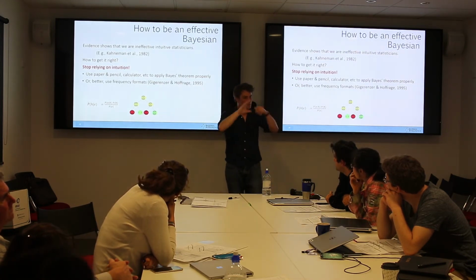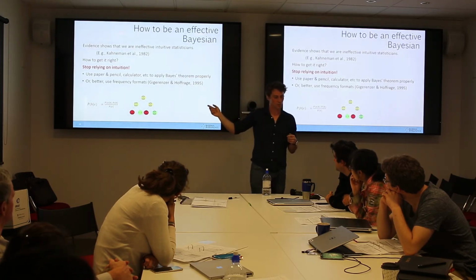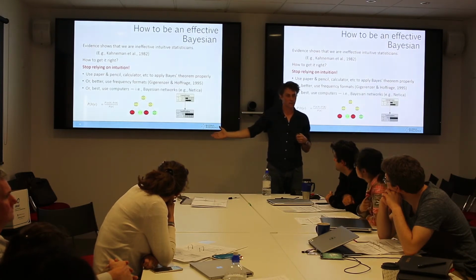I mean, it's better because it's easier to look at and understand than that thing there. But when we get a more complicated problem, it becomes a lot more difficult. Or we can use Bayesian networks, which is what we're going to do today.